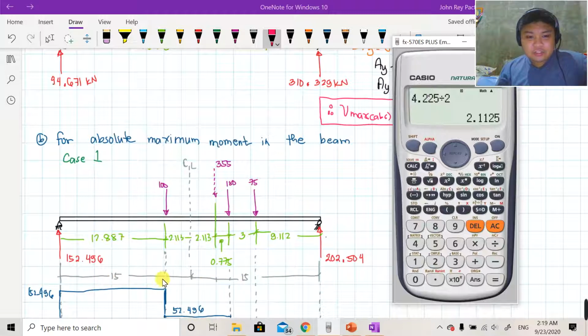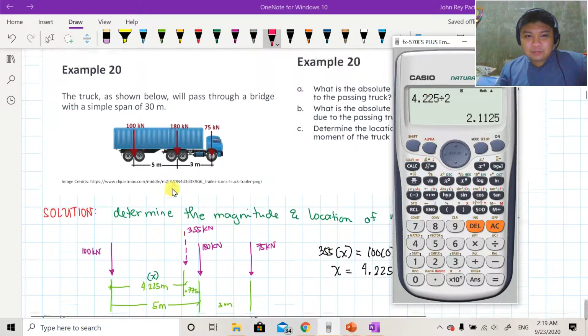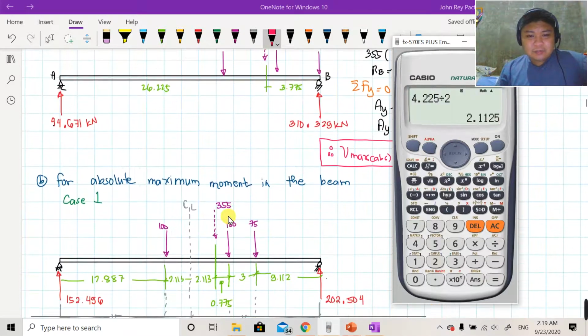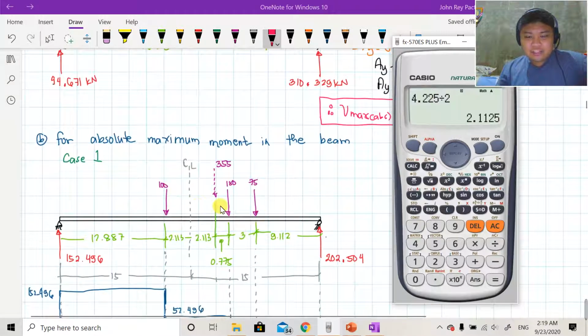Dapat yung center line ng biga, which is 15 meter and 15 meter, tandaan nyo to, the center line which is both 15 is nasa gitna ni 100 kilonewton and ni 355, and it must be justified na naka 2.113 dito dahil yun yung kalahati ni 4.225. As well as dapat yung 180 kilonewton is 0.775 class. Remember, from the original, this is 0.775, and from 180 to 75, that is 3 meter. So, dapat class, i-locate mo siya ng ganitong orientation. Take note that the drawing is not drawn to scale.